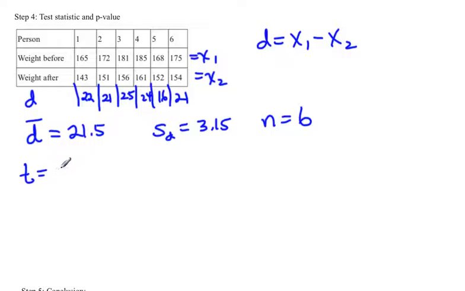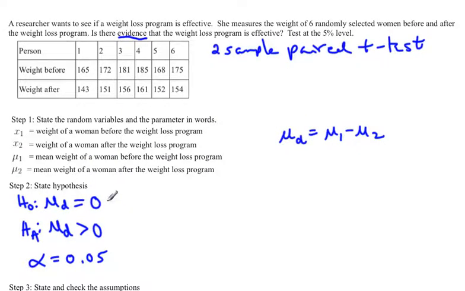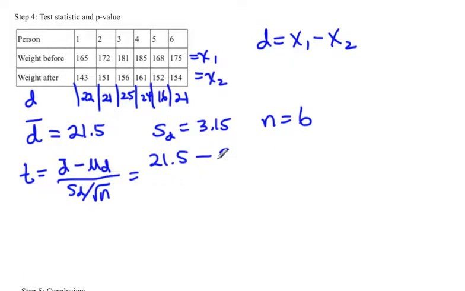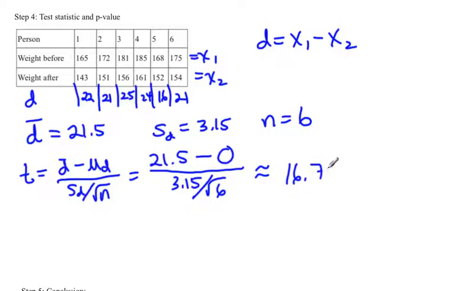The formula for a paired t-test is d bar minus mu sub d over s sub d over the square root of n. So d bar is 21.5, but what's mu sub d? As a reminder, that's what H0 is useful for. H0 assumed mu sub d was 0. So over here in this formula, we can actually say that this is 0. In most cases, that is 0. Then we put in the 3.15 in the bottom, divided by the square root of 6. And you do this calculation with your calculator, and you find out this is about 16.779.